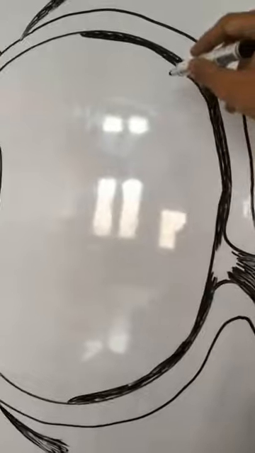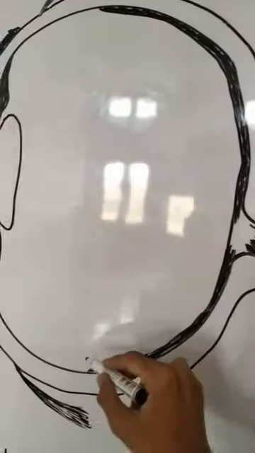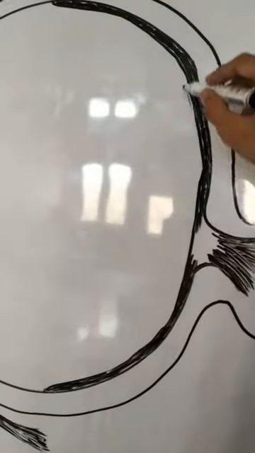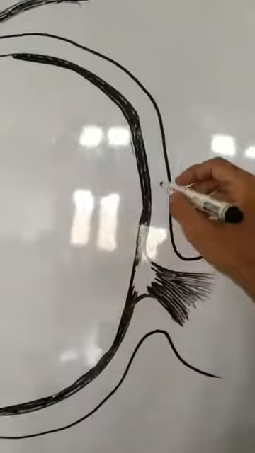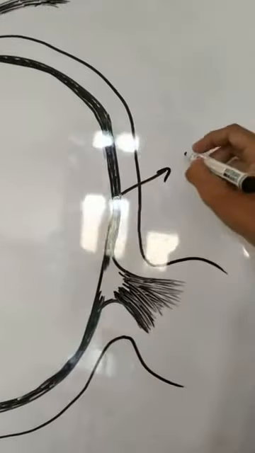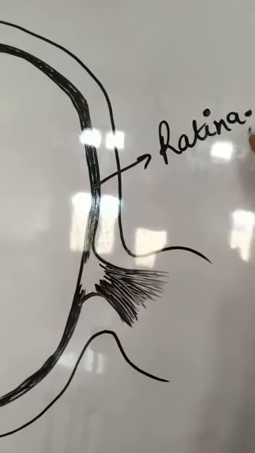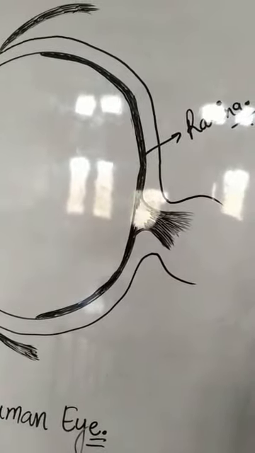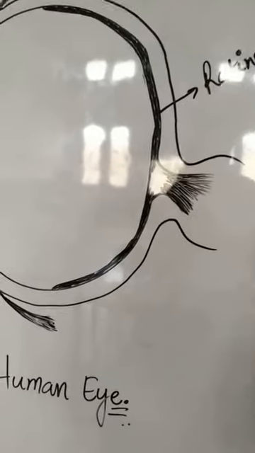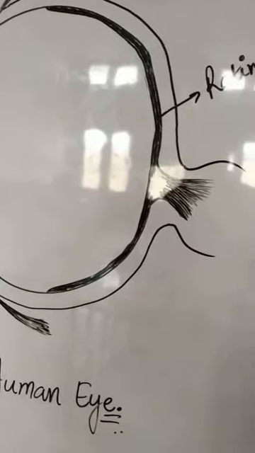And in our eye, retina is present there. Retina is a light sensitive screen where the image is formed. So we label this as retina. So in our eye, image is formed on retina.